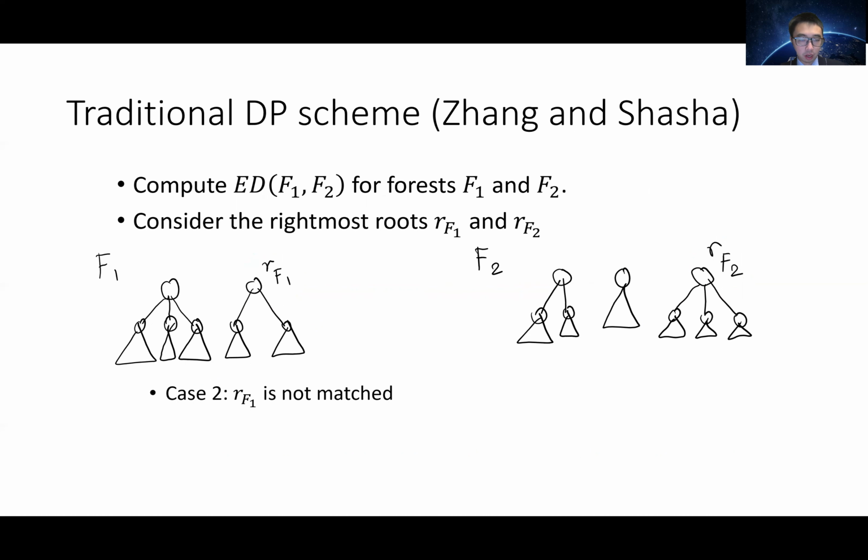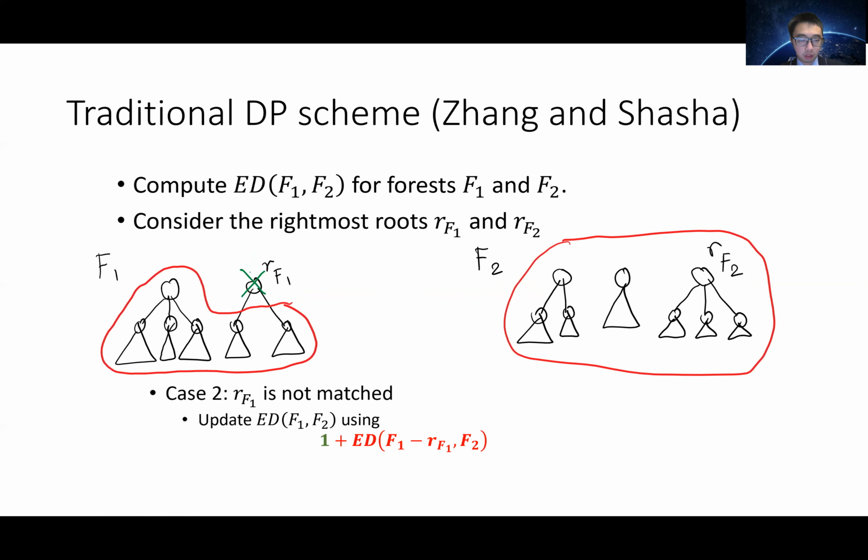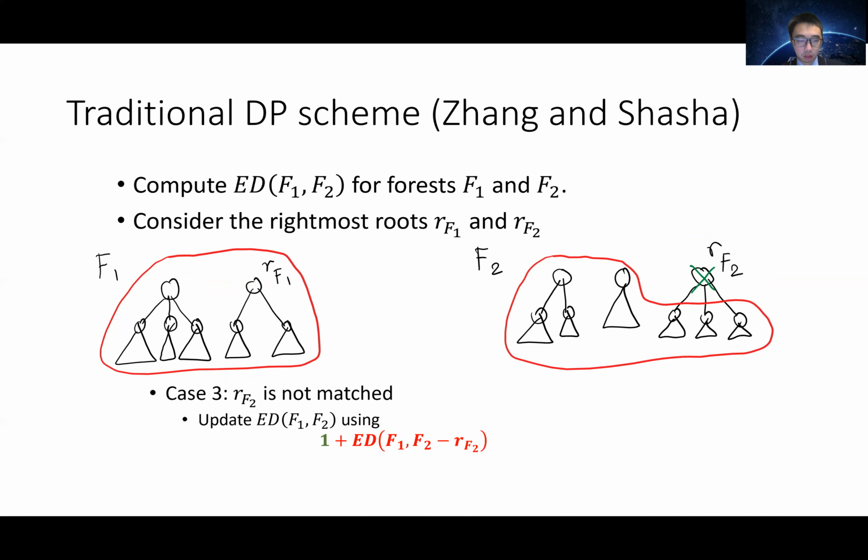Case 2 is if RF1 is not matched. In this case, we delete RF1 and match the remaining part. We update the edit distance using 1, which is the cost of deletion, plus the edit distance between F1 with RF1 removed and F2. The final case is if RF2 is not matched, and this is similar to the second case. This is symmetrical. In this case, we update the edit distance using 1 plus the edit distance between F1 and F2 with RF2 removed.